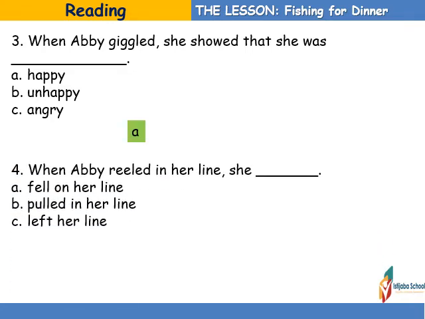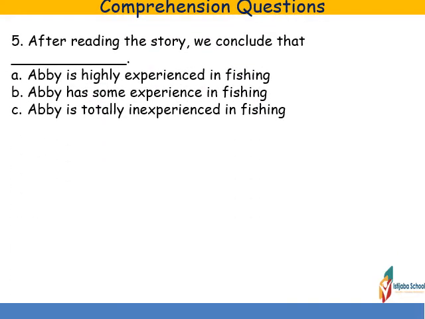When Abby reeled in her line, she A, fell on her line; B, pulled in her line; or C, left her line. So the correct answer is B. After reading the story, we conclude that A, Abby is highly experienced in fishing; B, Abby has some experience in fishing; C, Abby is totally inexperienced in fishing. The correct answer is C.